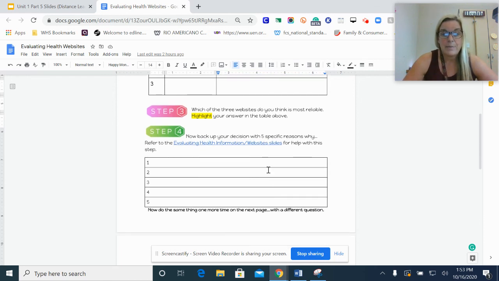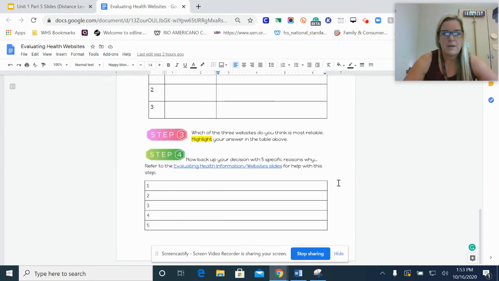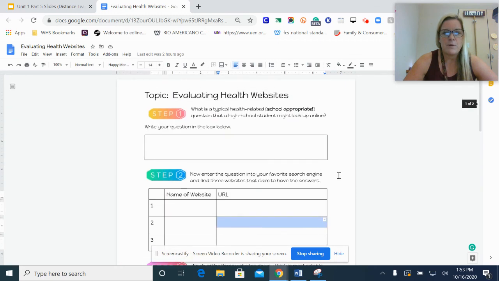All right, when I get to the very bottom, it says, now do the same thing one more time on the next page with a different question. And so here I have it again, step 1, 2, 3, and 4. All right, that is your assignment for today. So you're going to do that same thing twice with 2 separate questions, different websites, and all of that.